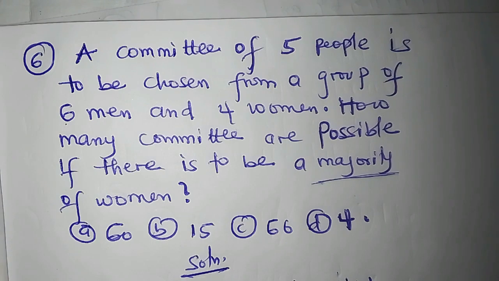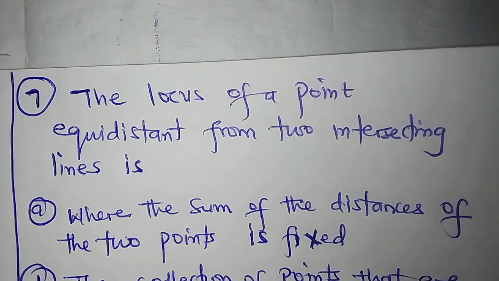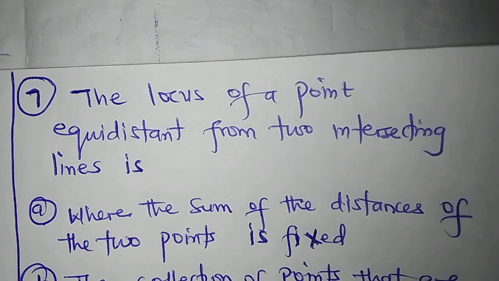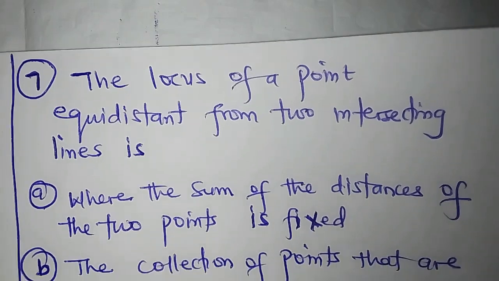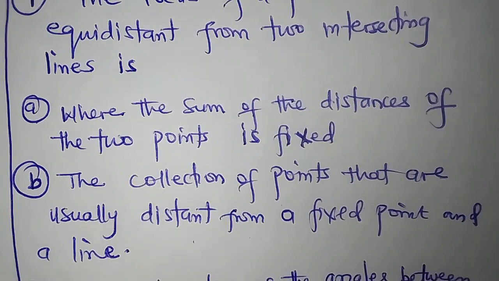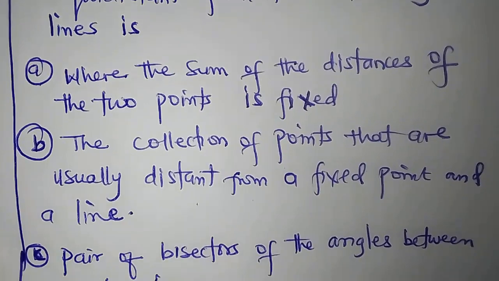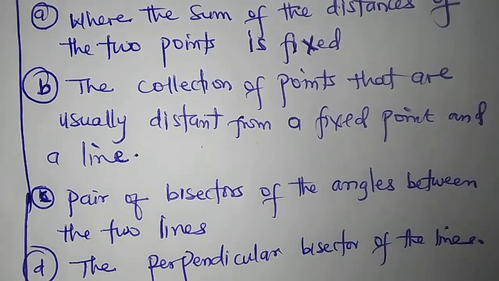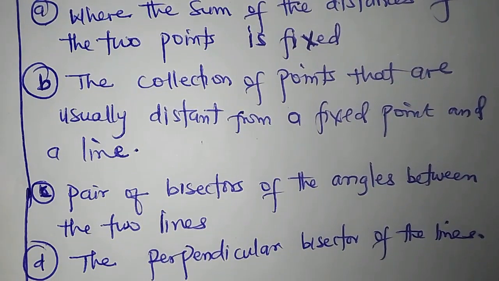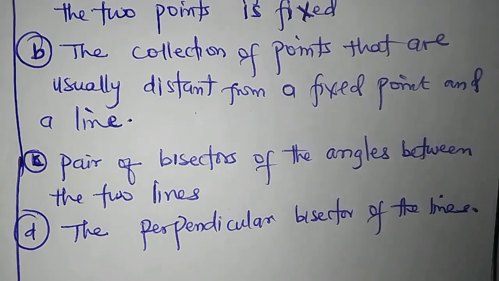So let's go to question 7. This is question 7, a question under locus of a point. It says that the locus of a point equidistant from 2 intersecting lines is, the options are given. A, where the sum of the distances of the 2 points is fixed. B, the collection of points that are equally distant from a fixed point and a line. C, pair of bisectors of the angles between the 2 lines. And D, the perpendicular bisector of the lines.